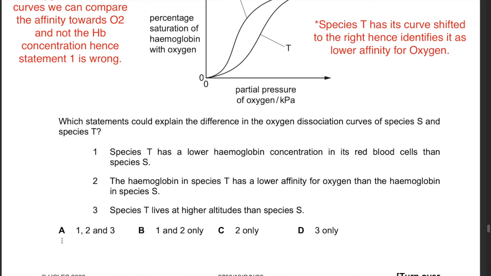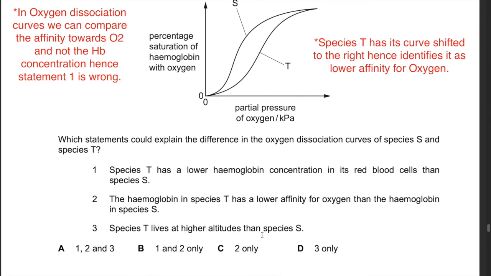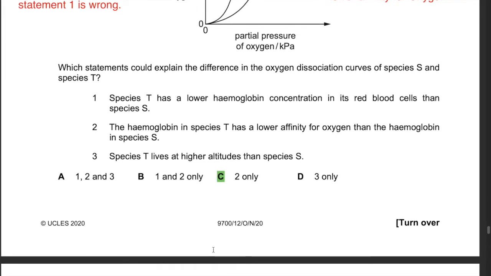Therefore, since option 1 is out, we have to consider between C and D. And since this is oxygen dissociation curve and it represents oxygen affinity by hemoglobin, the correct answer is C, option 2 only.